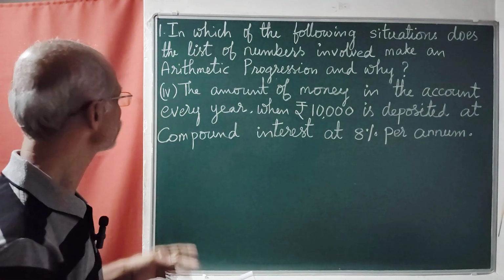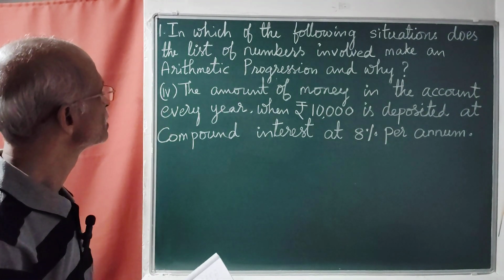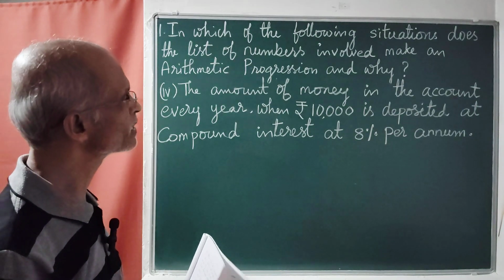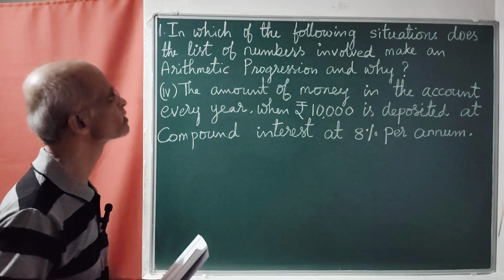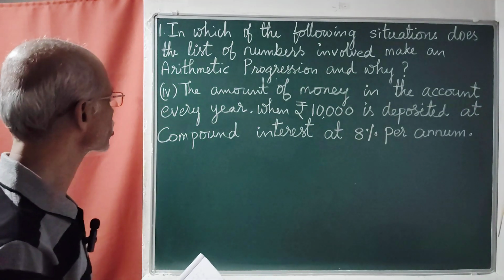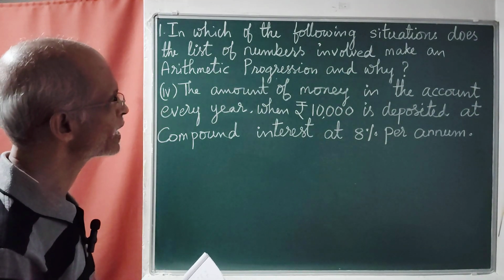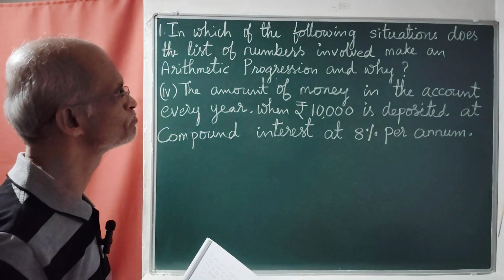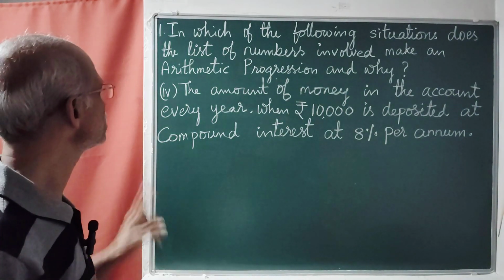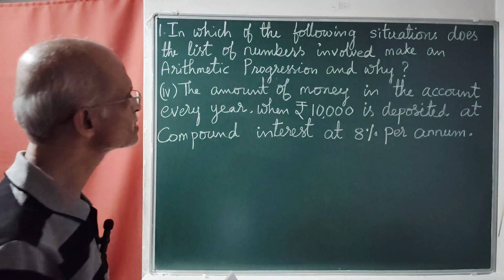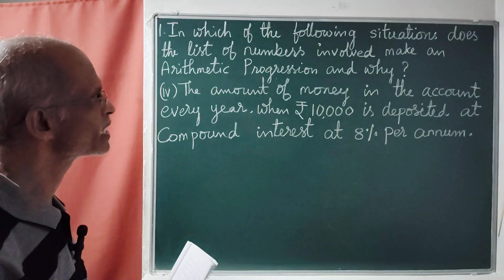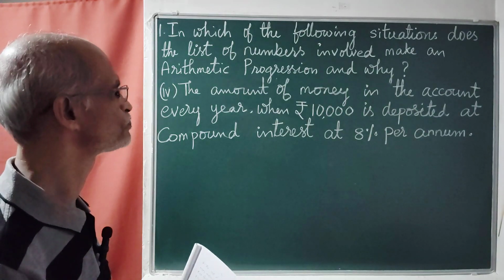Now the fourth question. The amount of money in the account every year when rupees 10,000 is deposited at compound interest at 8% per annum.